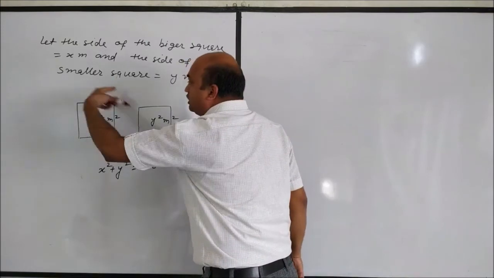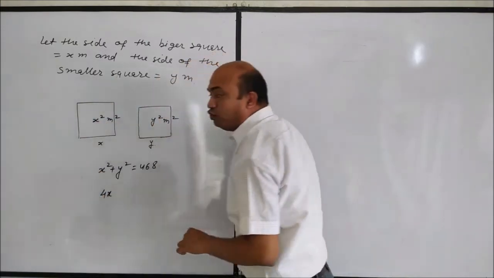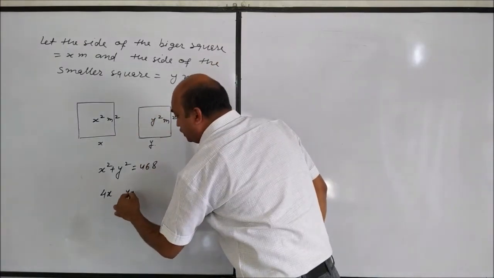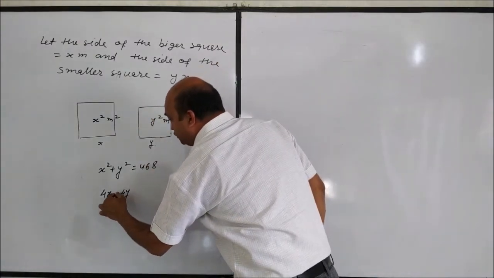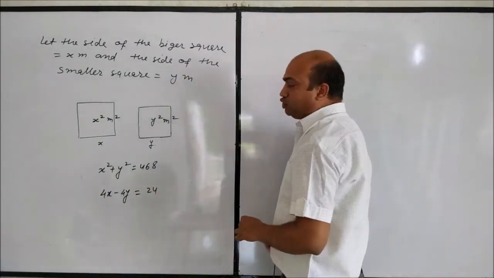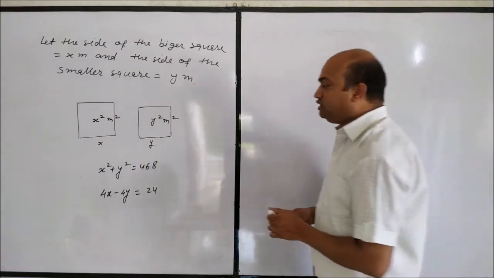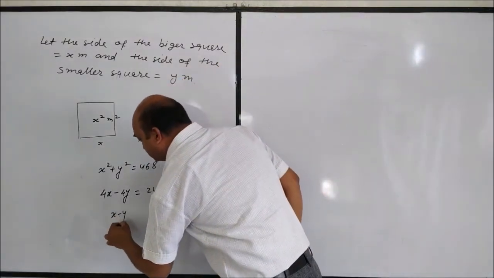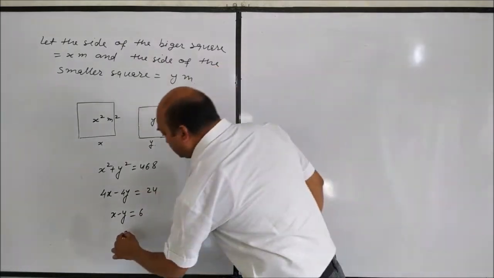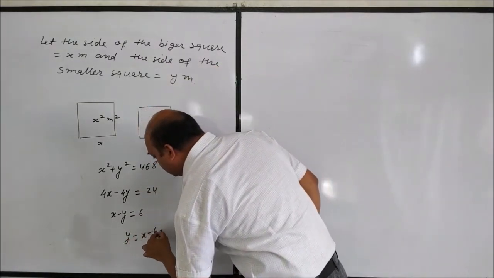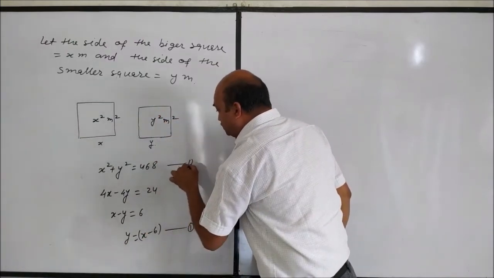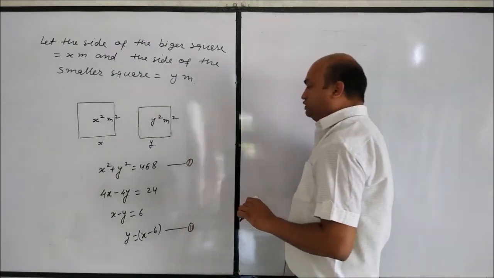And the difference of their perimeter. What is the perimeter of bigger square? It is 4x meter. And perimeter of the smaller square is 4y meter. The difference of the perimeter is given as 24. Okay, so 4x minus 4y is equal to 24. Then x minus y, what we get? It is 6, divided by 4. Then y we get x minus 6. Okay, this is equation number 2. This we consider equation 1 and this we consider equation 2.